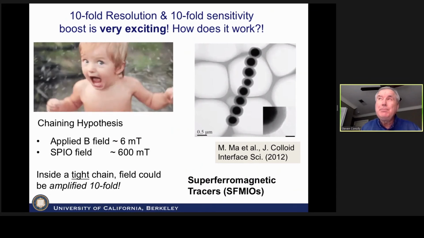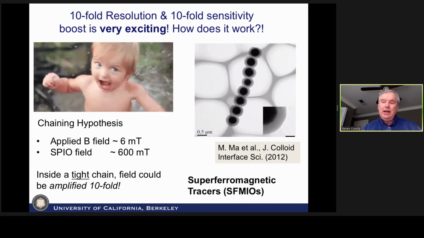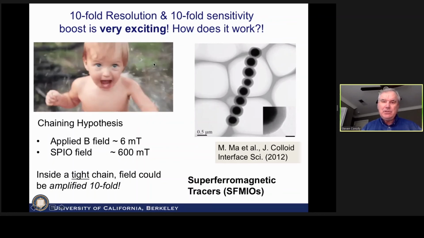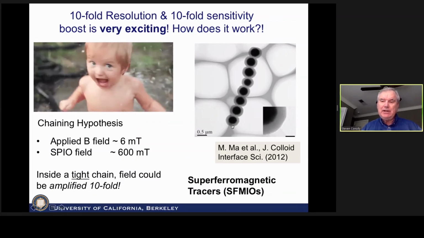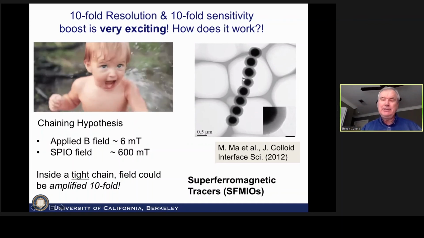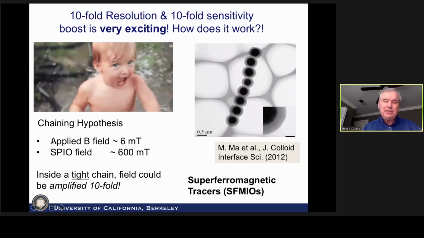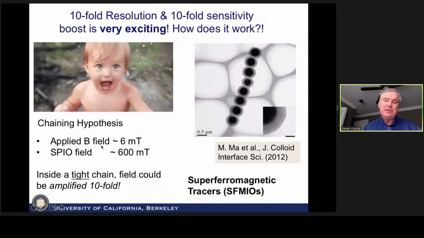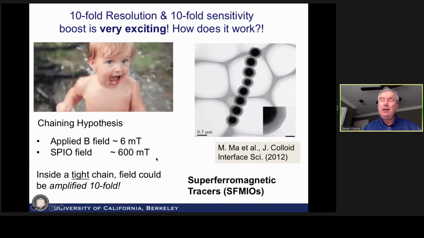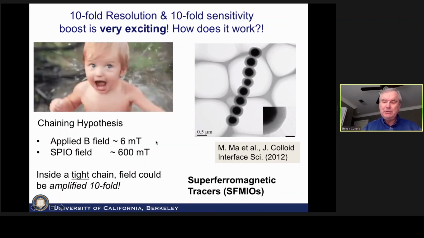All right, so we're super excited about this, and we wanted to figure out what the heck is going on. And so I've developed this chaining hypothesis that the particles are actually forming a chain. And we see that because it doesn't work unless the concentration is kind of high. And so that makes sense physically because the applied field is on the order of 6 millitesla at the flipping point, whereas the dipole field from the adjacent nanoparticles is 2 orders of magnitude stronger.